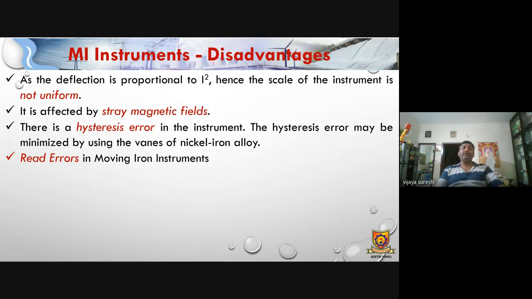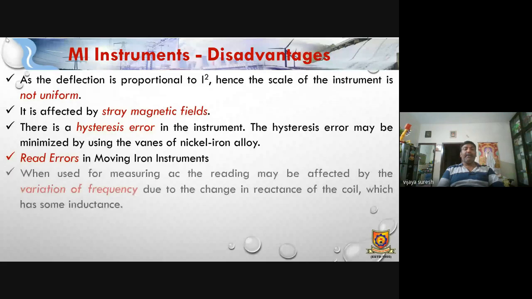In order to reduce the hysteresis error, we can make use of nickel iron alloy for manufacturing the vanes as well as the coil and iron frames. And read errors in the moving iron instruments. Why are we saying read errors? Because the scale is compressed at the start, from 0 to a certain value. We will have a compressed scale, and by that time it is difficult to take the reading. So that is the read error that can take place while using MI instruments.